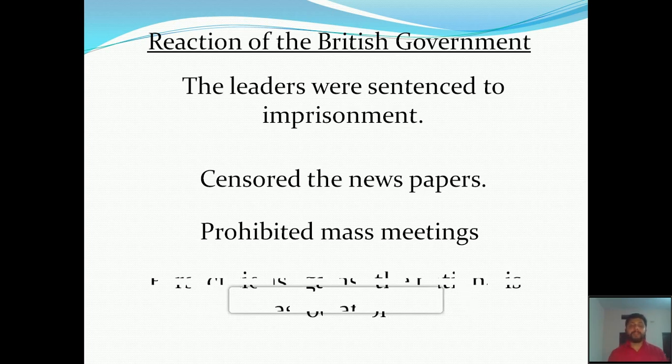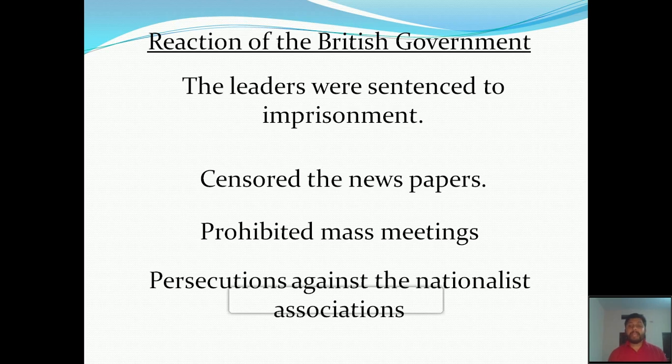And the last point: precautions against the nationalist associations. We have already seen there were a number of associations which were functioning under the national movement.